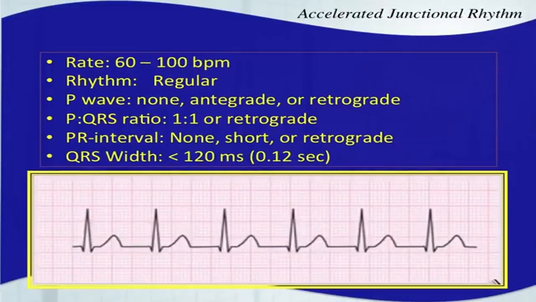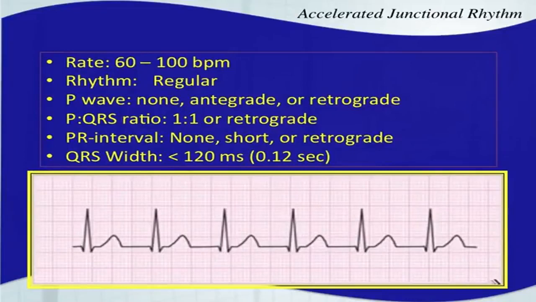Moving along. An accelerated junctional rhythm is the same as a junctional escape rhythm, except it's a little bit faster, hence the word accelerated. So an accelerated junctional rhythm has the same rate as a normal sinus rhythm, 60 to 100 beats per minute.